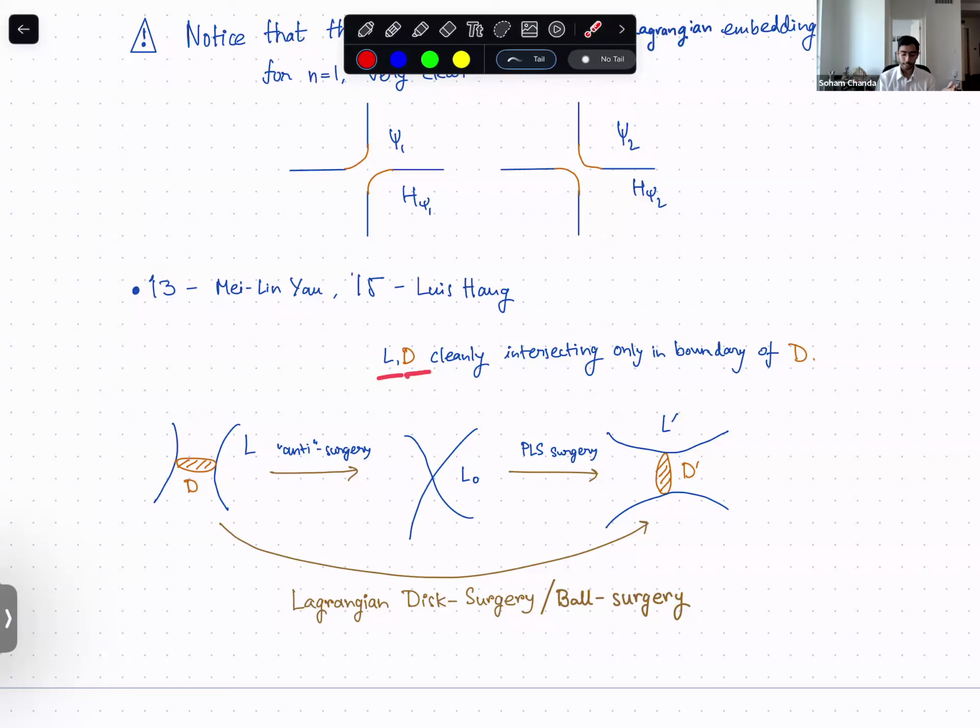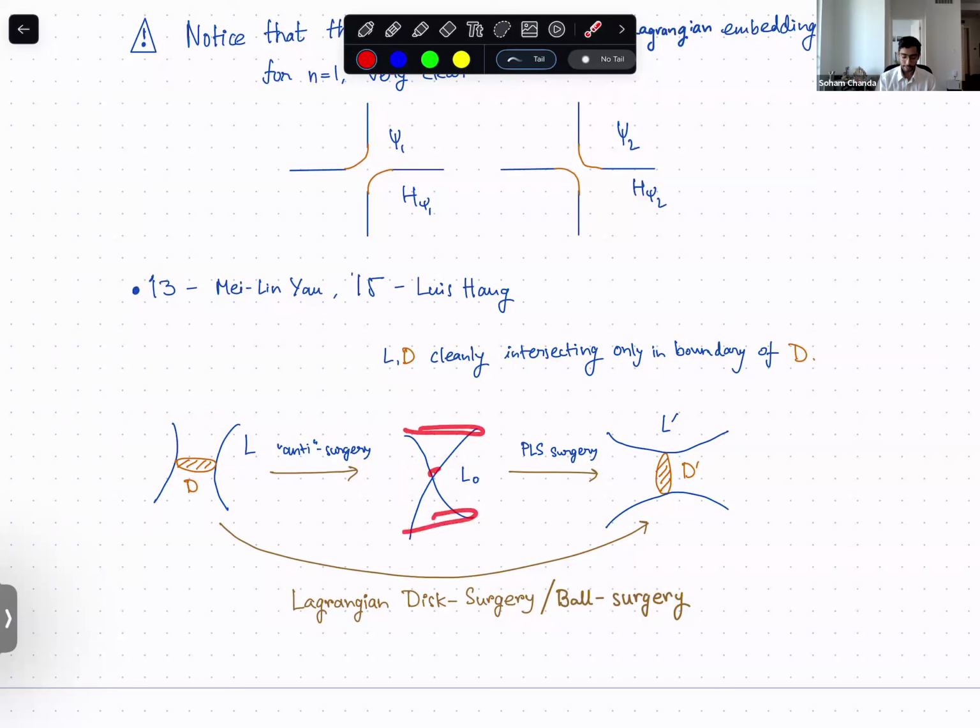If you have a situation like this, and you assume that it is a clean intersection, then Yao showed a way to construct a new Lagrangian L naught by shrinking the disk and introducing an immersed point here.